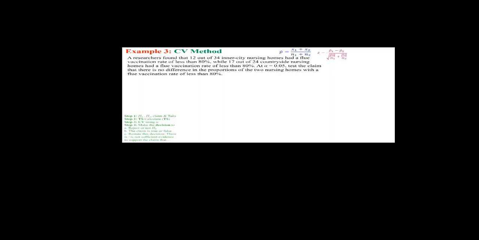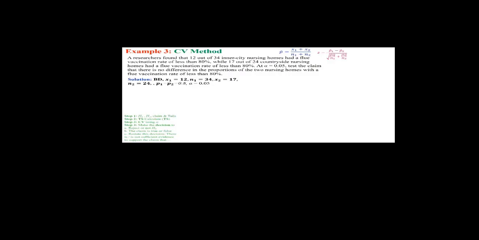Inner city, 12 out of 34. X sub 1 is 12, N sub 1 is 34. And then 17 out of 24, that's X sub 2 and N sub 2. And they had a flu vaccination rate of less than 80%. And we are looking at, of course, alpha of 0.05 and P1 and P2 of 0.8. So with that being the case, let's start looking at the test of hypothesis, which means we start with H0 and H1. We are saying that P1 minus P2 equals 0. P1 minus P2 is not equal to 0.